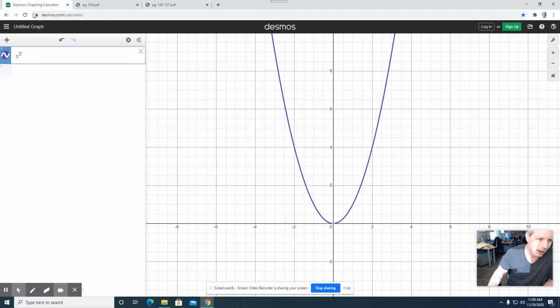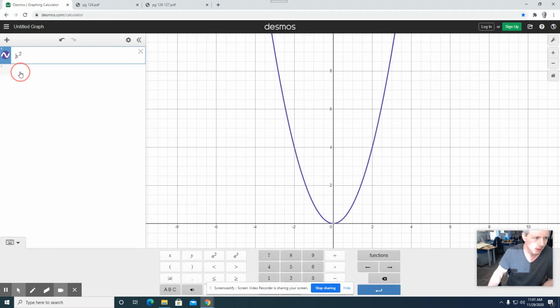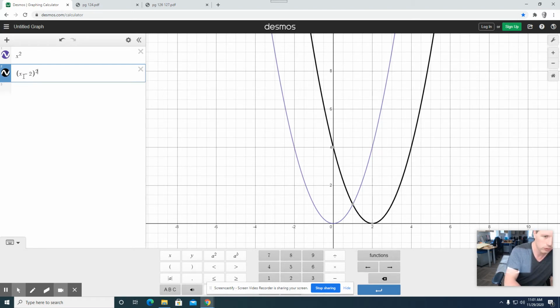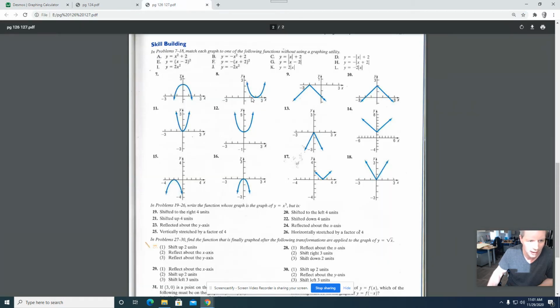Well, if I was to go back, how do I move this function to the right 2 places? I replace x here with x minus 2. So my function would be x minus 2 squared. I can confirm that that is what would happen. If I replace x with x minus 2, then that shifts it to the right 2 places. And that's what we have here.